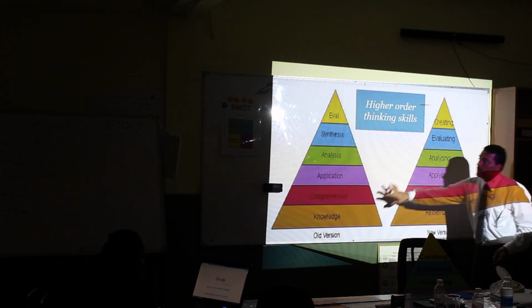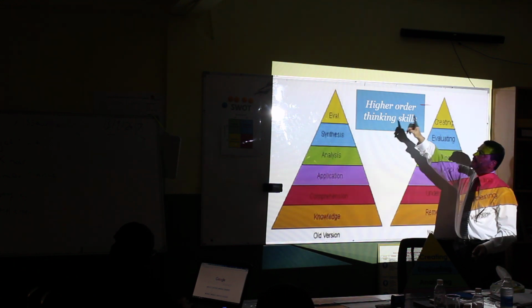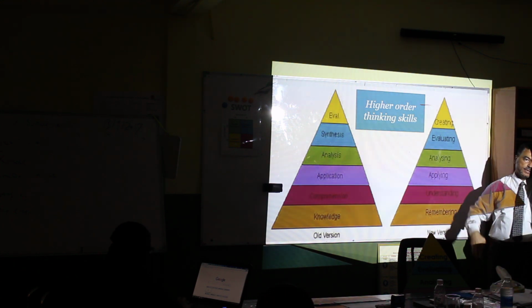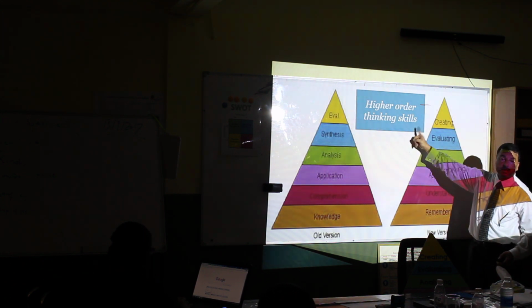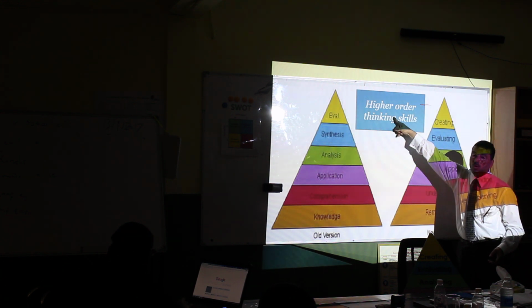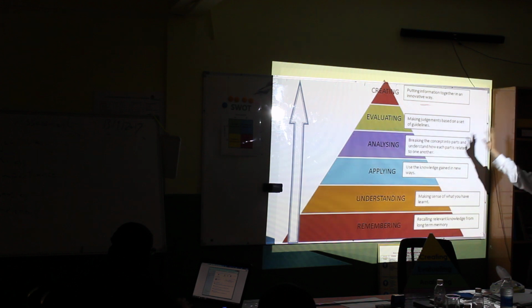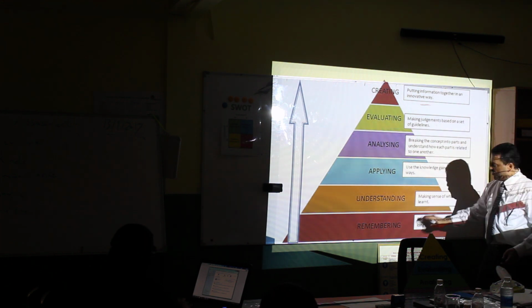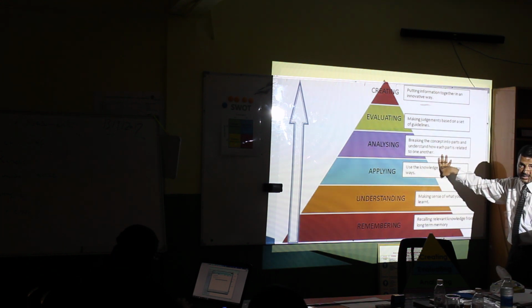So we use Bloom's taxonomy for higher order thinking skills. We measure their skills of higher order thinking. This is another model of Bloom's taxonomy, and you found it uploaded on your Facebook group.